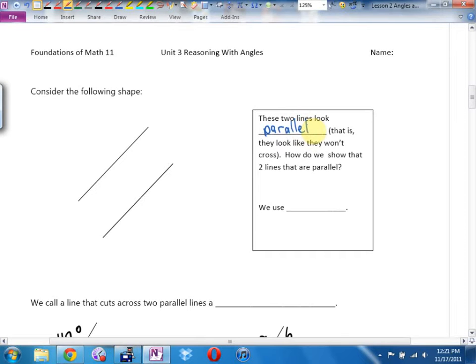Actually, I'll give you an even better abbreviation. There's a symbol for parallel. I'll show you that in a second. They look parallel. Are they? Well, Danielle, they are, because I did it on my computer. But here's how we show it in geometry.